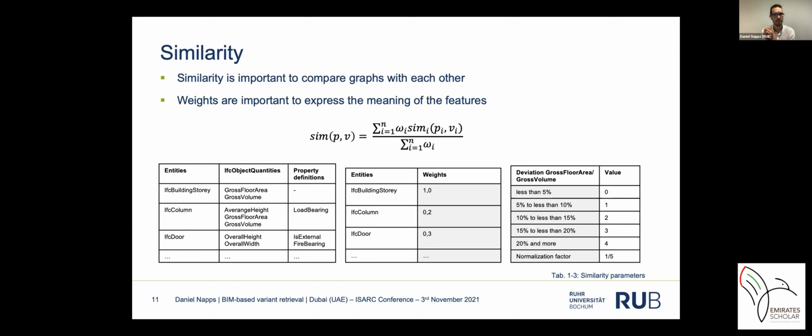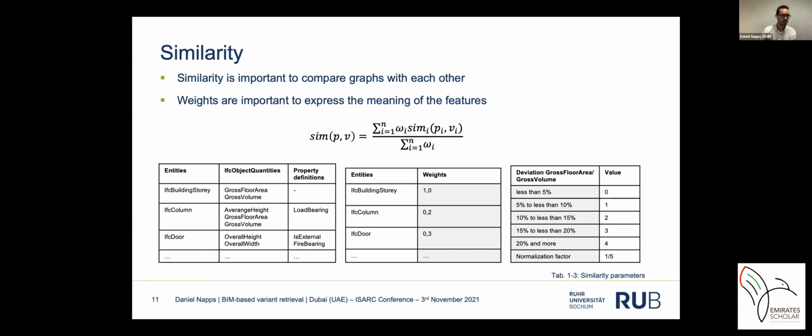Most entities in the BIM model have quantities and properties. In the paper, we define deviations for both of them. Some deviations are simple, for example, Boolean in case for some properties of a door. Others are more complicated, for example, the differences in the volume or in the floor area. And the outcoming similarity score tells the user how similar the outcoming variant is to an existing problem.